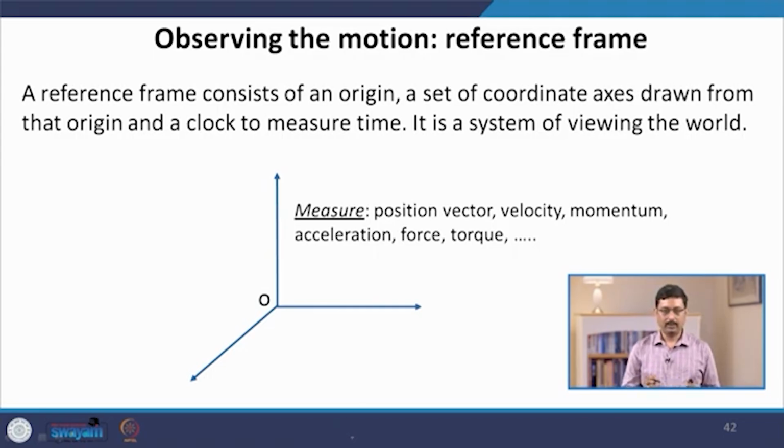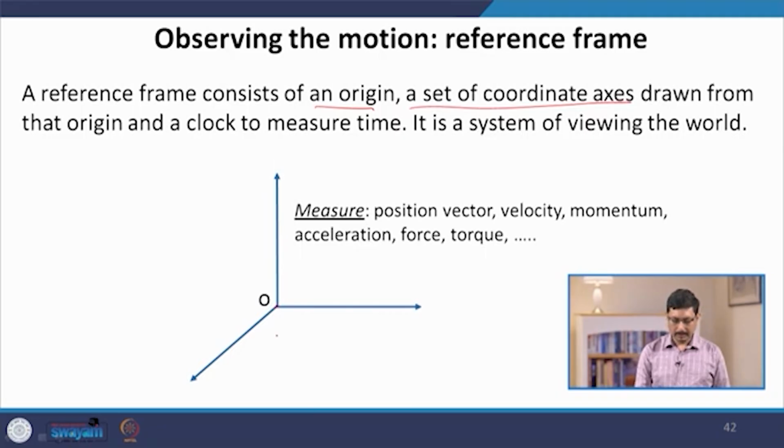Now, the second point is that you have a concrete example of a test system. Now, you have to observe its motion. What do you mean by observing the motion? It means you need to use a reference frame to measure the motion: the position, velocity, acceleration, etc. Now, what is a reference frame? Very simply speaking, a reference frame is nothing but an origin and a set of coordinate axes drawn from that origin, and a clock.